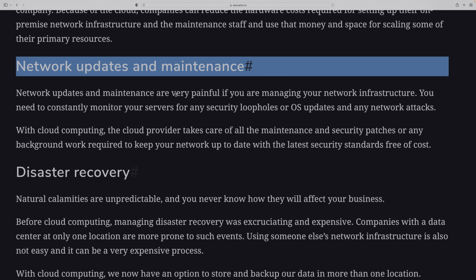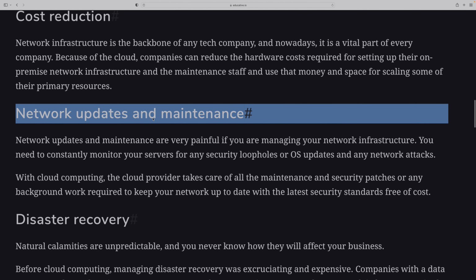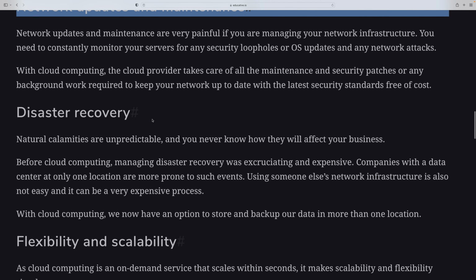The latest security standard free of cost. So the two benefits we understand are cost reduction, and network update and maintenance, which the cloud people will do. We don't have to take care of it. And DR, which is called disaster recovery.